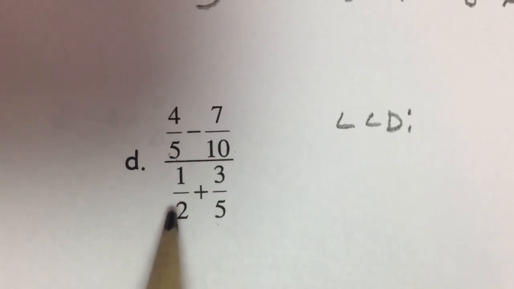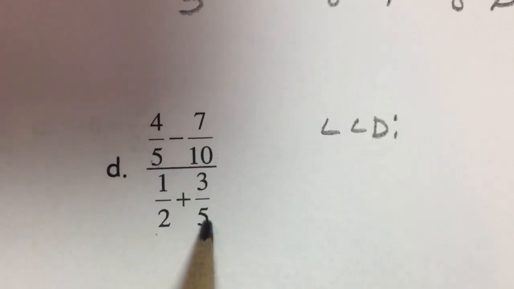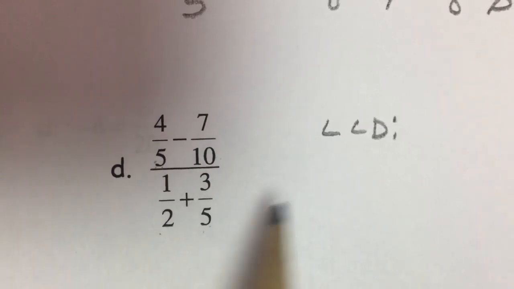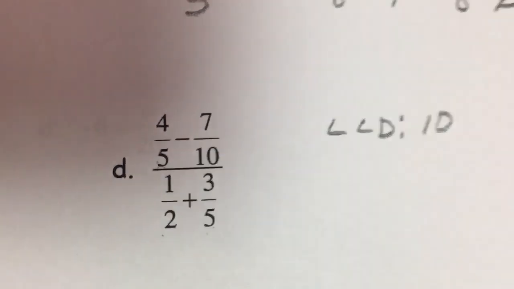So 5, 10, 2, and 5. What's the smallest number that all of those numbers, 5, 10, 2, and 5, divide into evenly? It's 10.